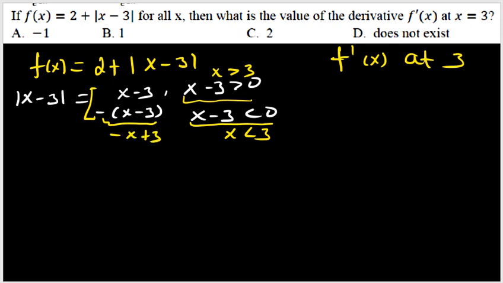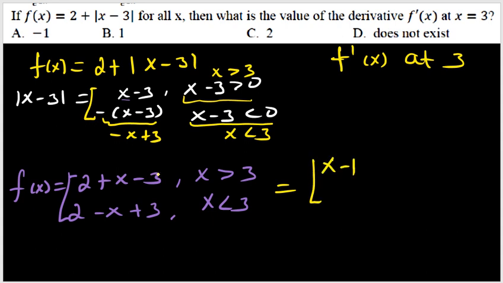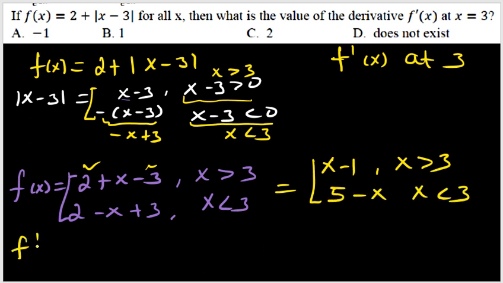So our function f of x will now be 2 plus x minus 3 for the first part when x is greater than 3, and 2 minus x plus 3 when x is less than 3. When you simplify it, this is the same as x minus 1, because 2 minus 3 is minus 1, when x is greater than 3, and 5 minus x when x is less than 3. So what will be the derivative of this function?